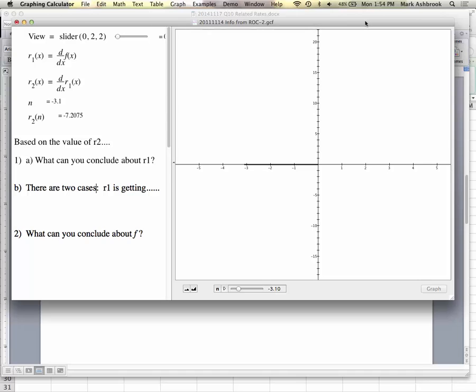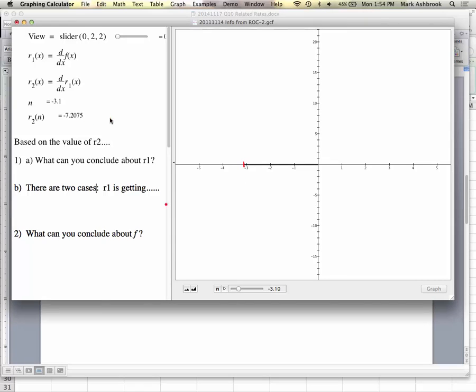Okay, so what I'm showing you here is that the current x value is negative 3.1, right here. And at that current value of negative 3.1, R2 is negative 7.2.